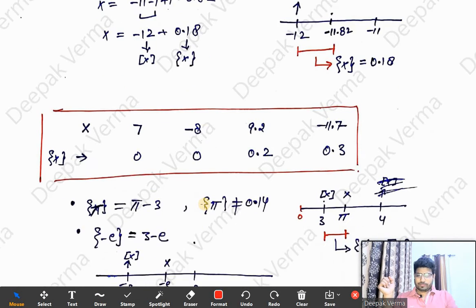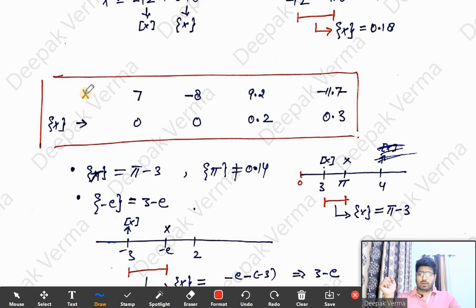Got it? So we have a table over here. Now if x equals 7, let's say, that is an integer. What we want to say is, if x is an integer, positive integer, minus 8 means negative integer, 9.2 means any positive real number, minus 11.7 means any negative real number. Got it? So here the value of the fractional part will be, in case of an integer, of course 0. In case of 9.2, the fractional part is positive, so the fractional part will be 0.2. Minus 11.7 means here the fractional part is also negative.